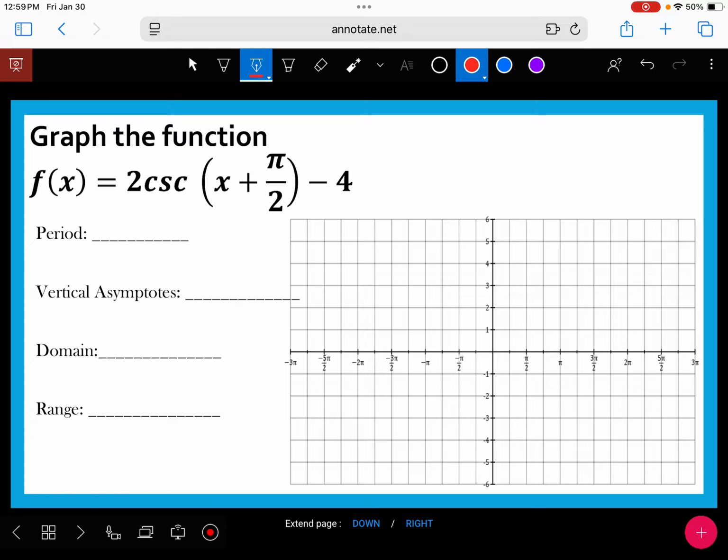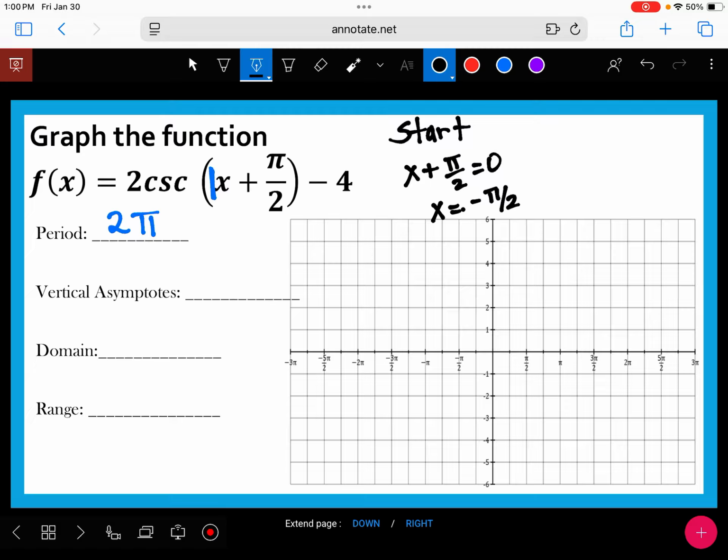Okay, so our period is 2 pi over b. This is b. B is 1, so my period is still 2 pi. And now we need to graph it. Now this one doesn't start at 0. We have a shift. To figure out where we're shifting to, or the start, we're going to take our parentheses and set it equal to 0. So this one is starting at negative pi over 2, which is right here. I'm just putting a little arrow. That's where I'm starting.